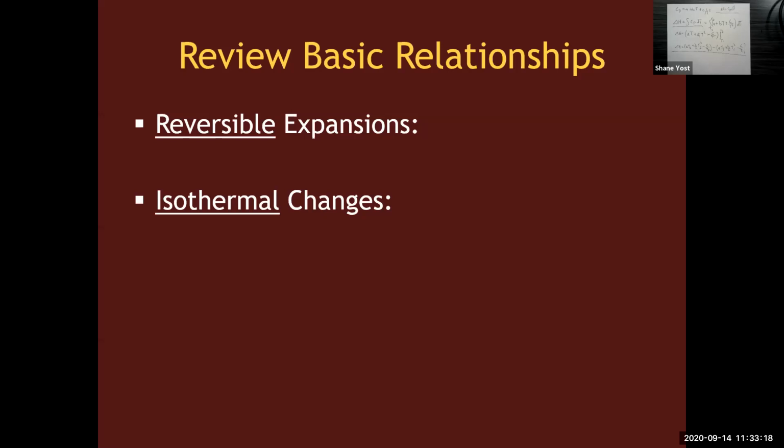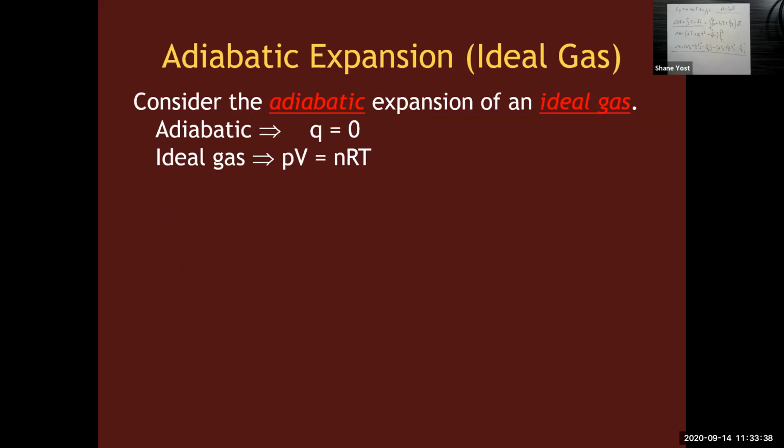For isothermal changes, what does that mean? Yeah, constant temperature. And then adiabatic changes that we're talking about today mean what? Yeah, no heat is transferred between the system and surroundings. Q equals 0. So again, adiabatic means Q equals 0.